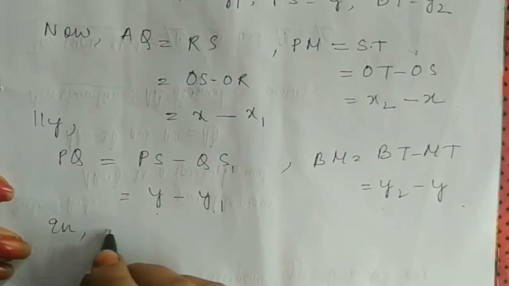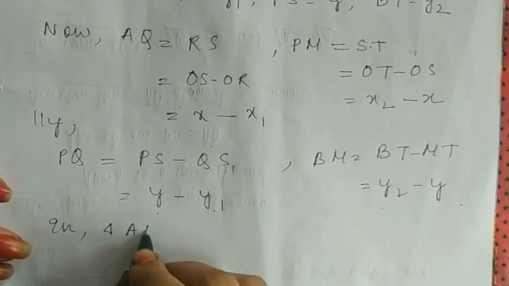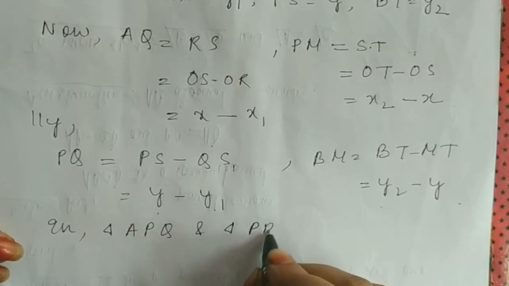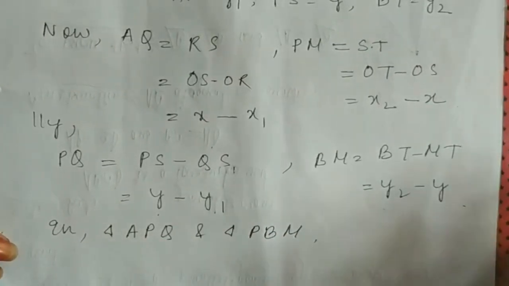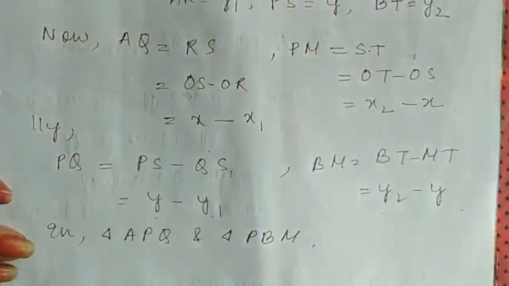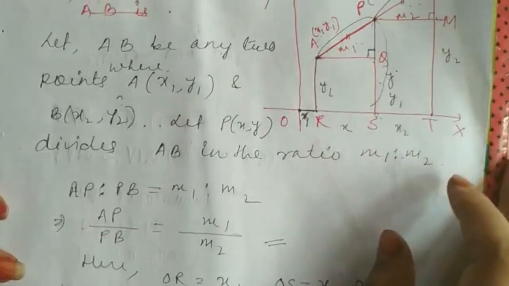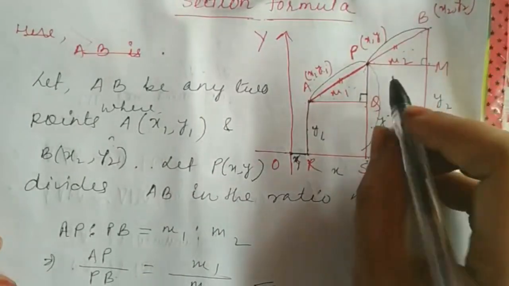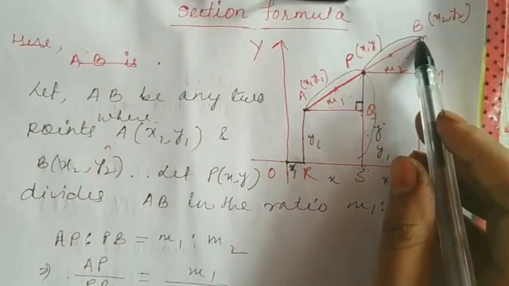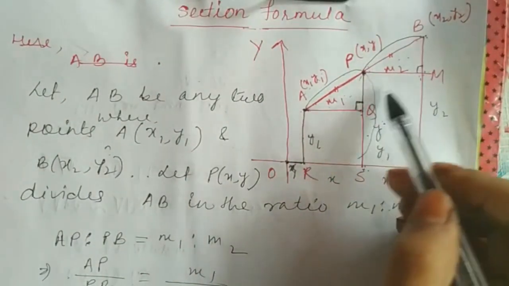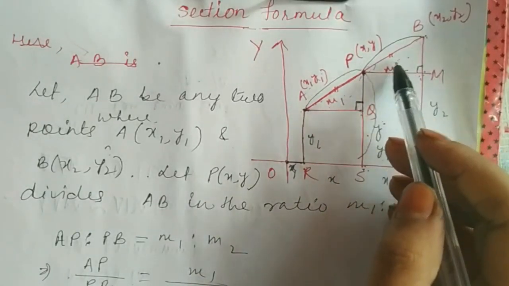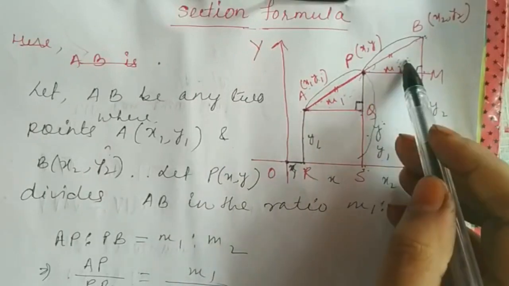After this, in triangle APQ and triangle PBM, here we got two triangles, APQ and PBM. This one is a right angle triangle. Is it similar? Look here. In triangle PAQ and PBM, these two are 90 degrees, and this angle equals this one and this one equals this one. So by the angle criteria, these two triangles are similar.